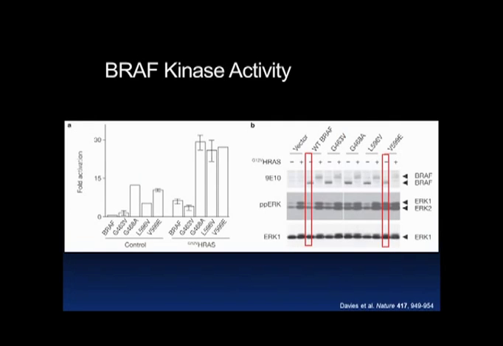Now, what Davies et al. also did is they looked at the kinase activity of the BRAF mutants, and as you can see here, the V600E has about a 15-fold increase over the regular BRAF. And conversely, when you look at downstream targets like ERK phosphorylation, you can see that the wild-type BRAF here has a much lower rate of ERK phosphorylation than the V600E. And this is independent of HRAS mutation.